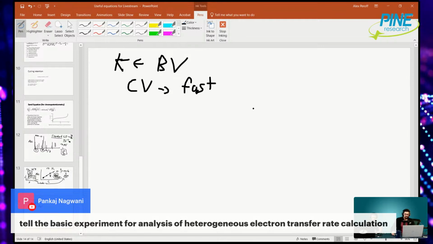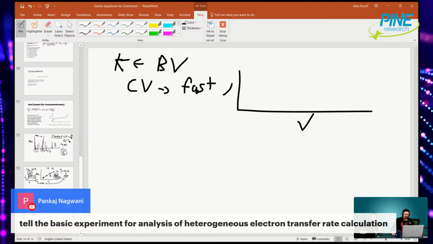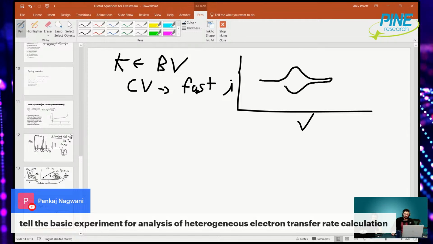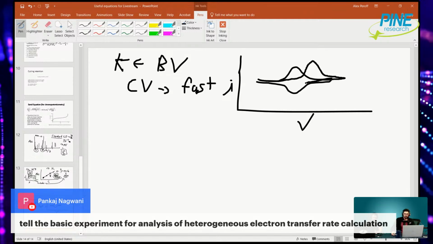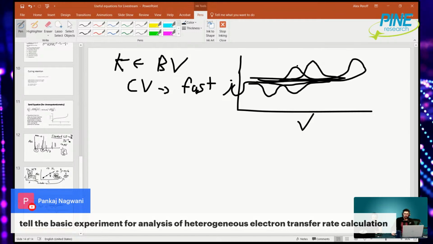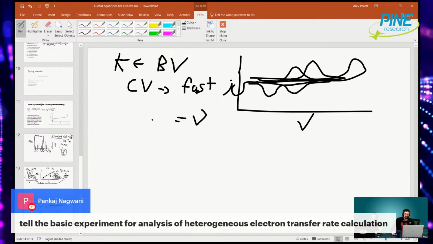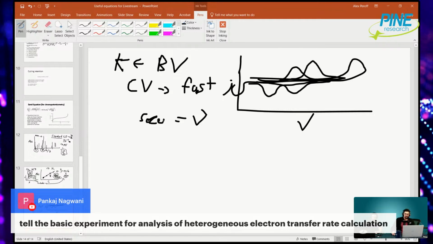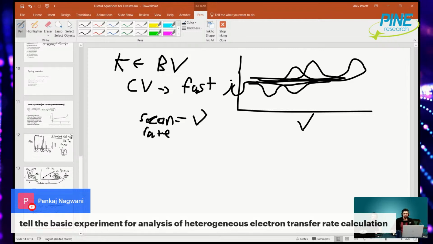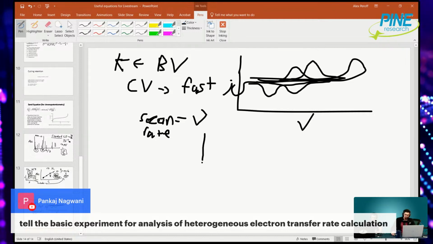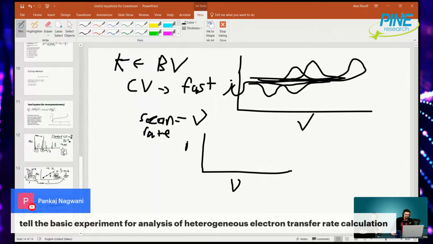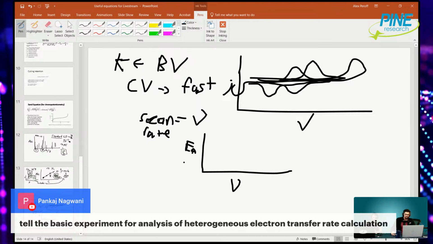What people do is run a CV experiment at faster and faster scan rates. Once you go to faster scan rates, you'll start to see deviation, peak splitting, between your first and your return wave, and this is a function of the scan rate. If you know everything else about your system, the concentration of your analyte and the diffusion coefficient, you can do what's called a trumpet plot, which measures scan rate versus the peak anodic and peak cathodic difference.